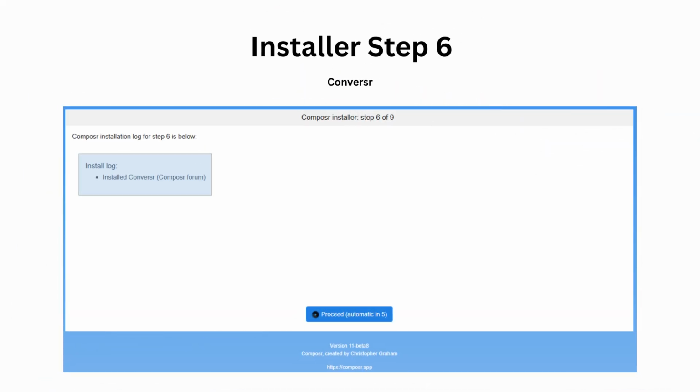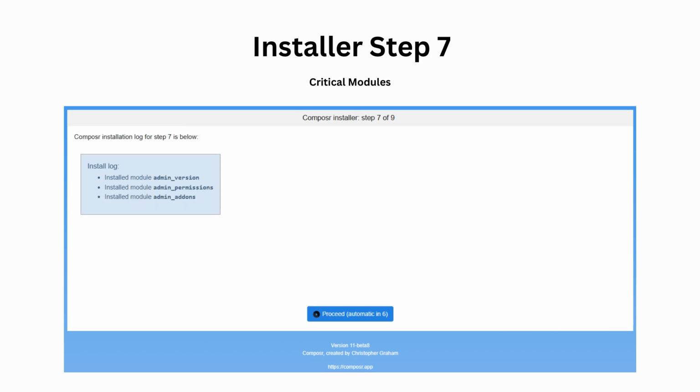On step 6 of the installation, the Composr forum Conversr is installed. If you chose a different forum driver on step 3, you might get confused by this step. Composr has to install Conversr even if you choose another forum driver in order to support core functionality such as members and profiles. On step 7 of the installer, critical modules are installed.